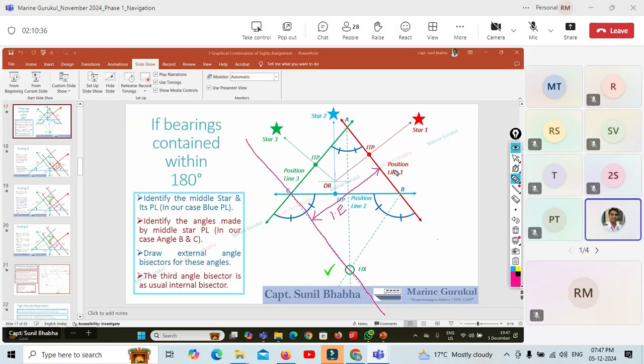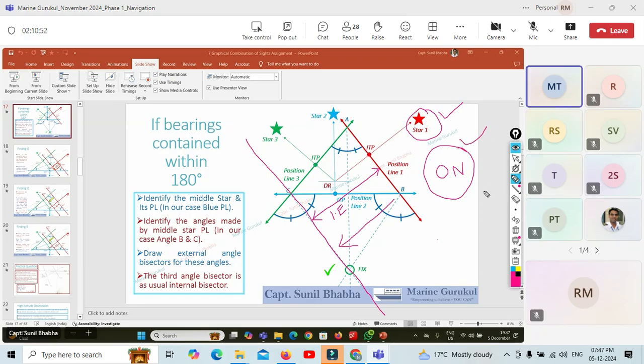Same case. Exactly. And when you are going from wrong PL to right PL, you are going away from the body. The body is star 1. If you are going away from the body, it has to be on the arc. Okay, understood. Exactly the same procedure. You can do it with the blue PL, you can do it with a green PL, you will get exactly the same answer in all three.